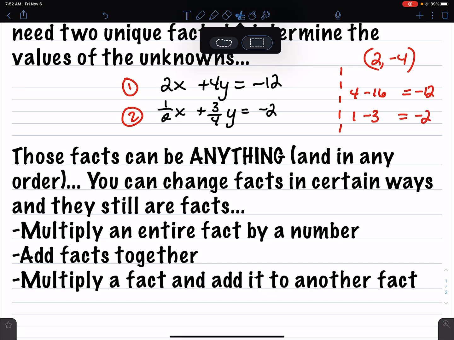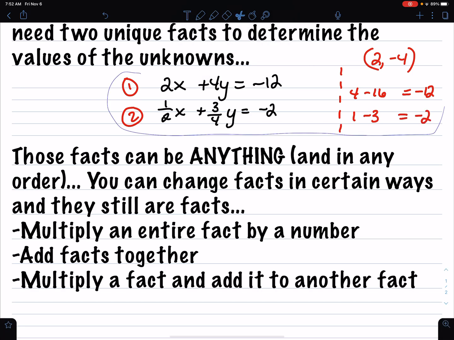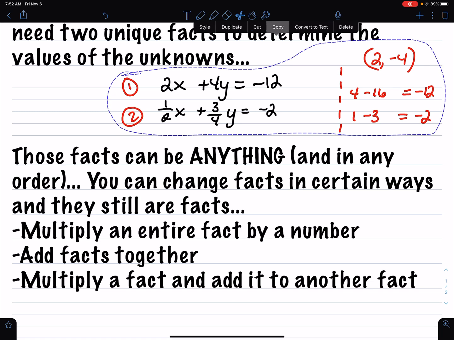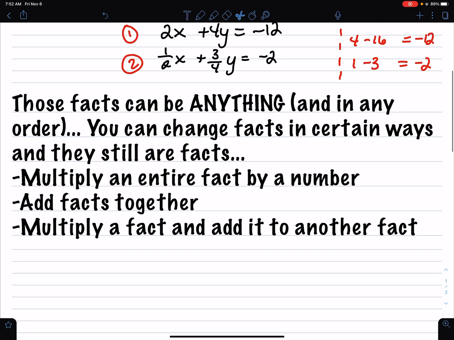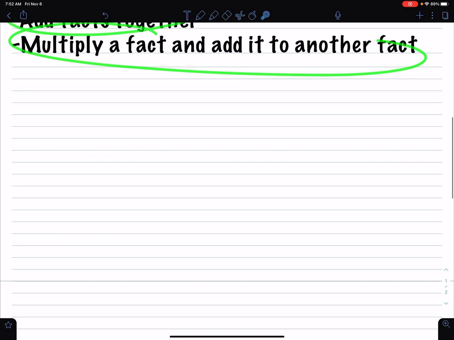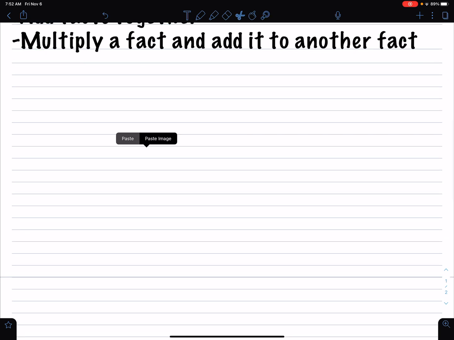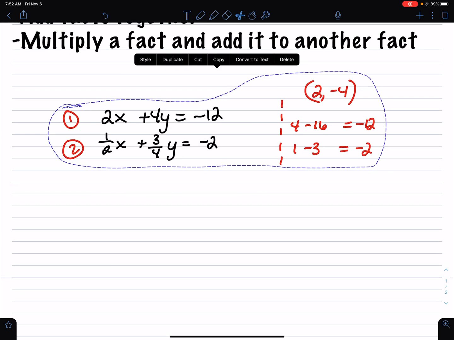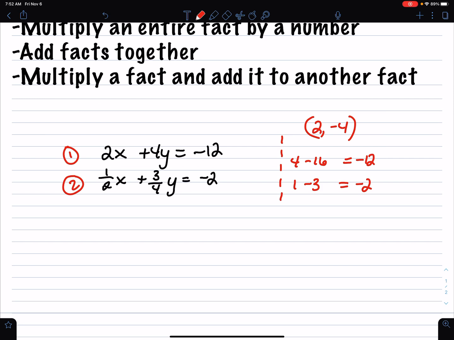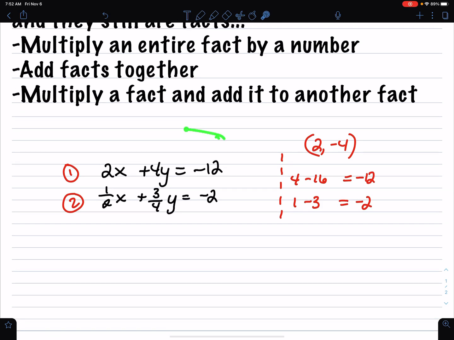All right, so we have these facts. These are 100% known. So let's make sure that we understand that when we multiply facts, add facts, or multiply facts and then add them, we are still having what we need: two unique facts for a system of equations. So these are our two unique facts, and we see it in this form here. Then we're just making sure that we can see it in an easier way. They're both facts, we agree on that.